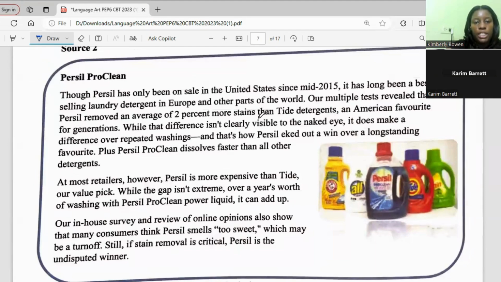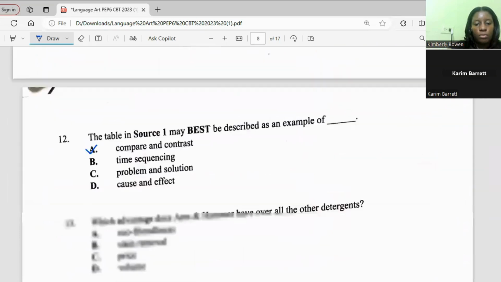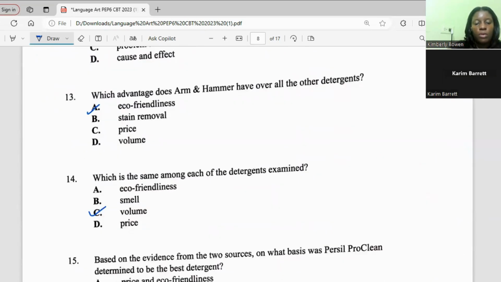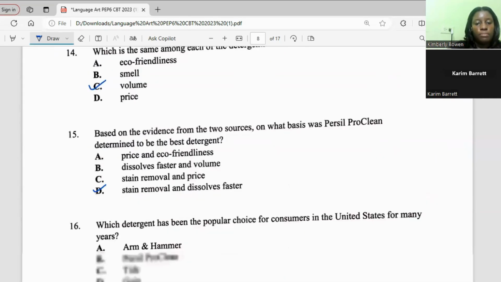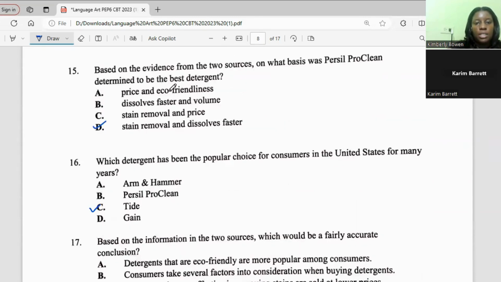Okay, so the only other detergent, as I said, mentioned in the package is Tide, and it said that it was the best, or the most popular, by the way. And for Persil Pro Clean, it's here. It says it's dissolve faster than that. Yes. Okay, Karen. So we looked at two questions in your absence, and these were the answers that were selected.